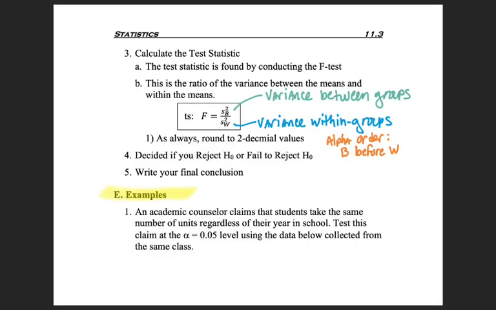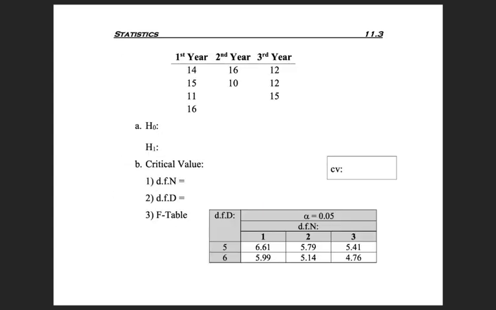So now let's go ahead and look at some examples. Number one, an academic counselor claims that students take the same number of units regardless of their year in school. Test this claim at the alpha equals 0.05 level using the data below collected from the same class. Because this problem states the same number of units, H naught will be our claim. So here is our table, and we're ready to state H naught and H1.